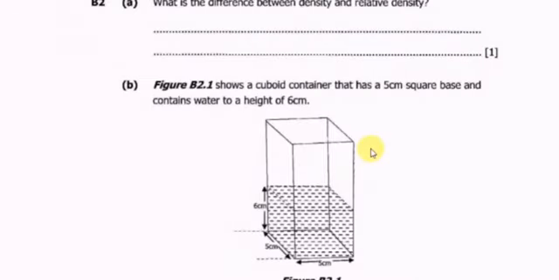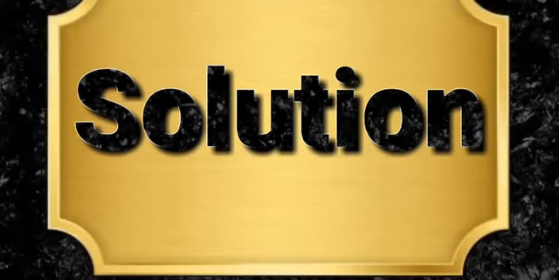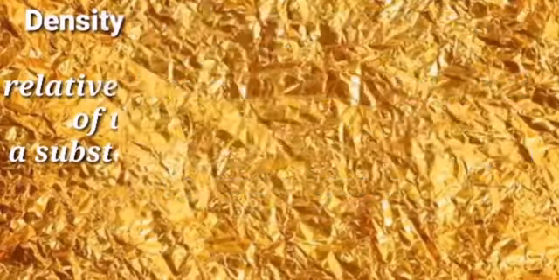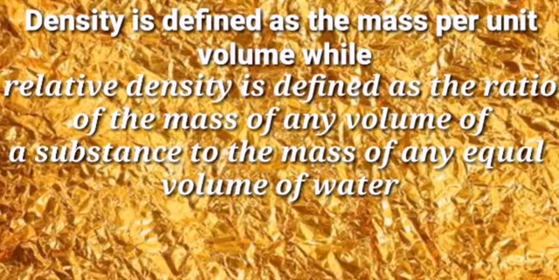Question A reads, what is the difference between density and relative density? 1 mark. The difference between density and relative density is that density is defined as the mass per unit volume, while relative density is defined as the ratio of the mass of any volume of a substance to the mass of any equal volume of water.